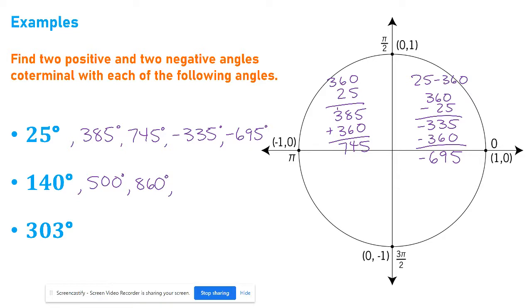When you subtract 360, you're going to get negative 220 degrees. When you do that again, you're going to get negative 580 degrees.